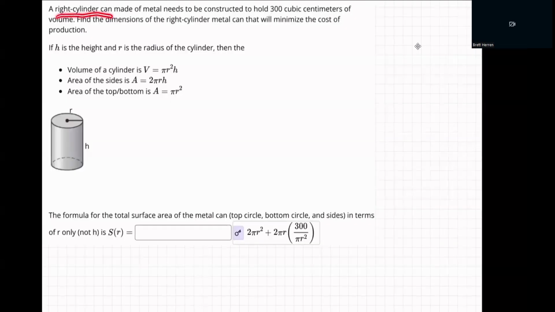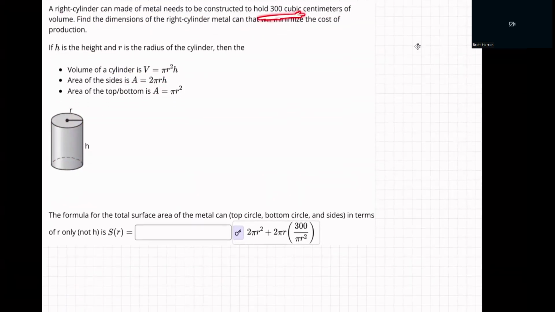A right cylinder metal can needs to be constructed to hold 300 cubic centimeters of volume. Find the dimensions of the right cylinder metal can that will minimize the cost of production. So the height is h, the radius is r, as we see in the diagram there. There's the volume of a cylinder, the area of the sides, and the area of the circles on the top and the bottom. Formula.